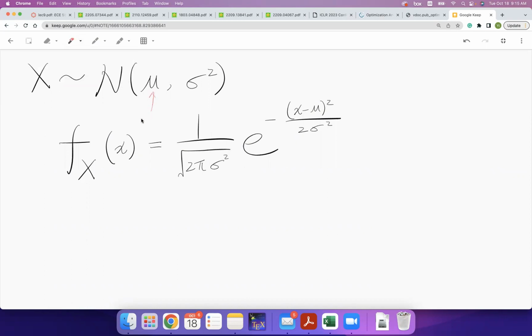So mu is called the mean, or the average value of this random variable. We call it the mean of the random variable. And sigma square is called the variance. We will introduce these 2 concepts later. And sigma is called the standard deviation, STD. Okay, standard deviation.